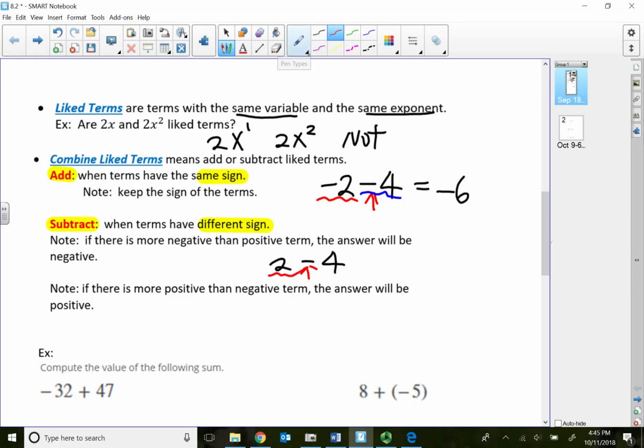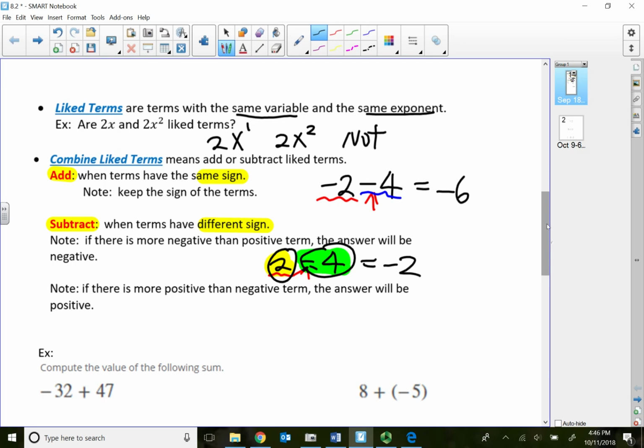Positive 2 is one term. Behind it, 4 is a term, but the subtraction sign goes with the 4. So in this problem, I actually have two terms. When it comes to combining terms with different signs, we will subtract. Normally when I subtract 4 and 2, I end up with a 2. Because I have more negative term than positive term, my answer will be negative. Okay, that's the reason why.